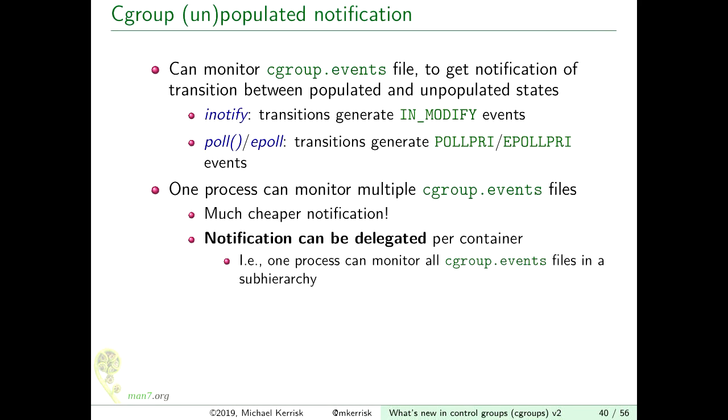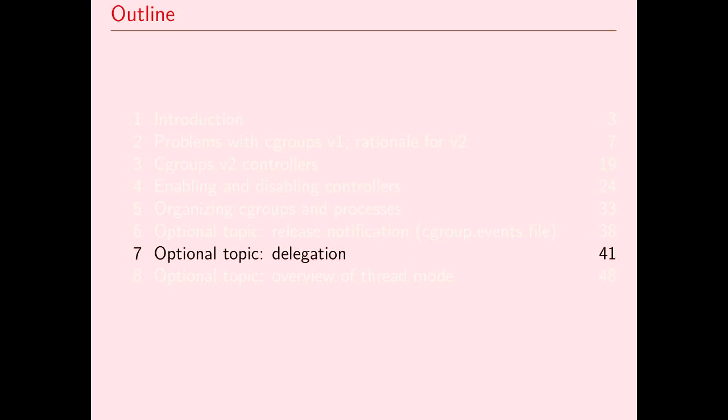So now you can have one process that monitors multiple cgroup.events files, and that process can be pre-created. It doesn't need to be created when the cgroup becomes empty. So this is a much cheaper way of doing notification, and also you can do delegation of the notifications. In other words, you can have one process monitoring a certain part of the hierarchy and a different process monitoring another part of the hierarchy. Perhaps these two different hierarchies can correspond to two different containers, for example. Okay, I've still got a few minutes.